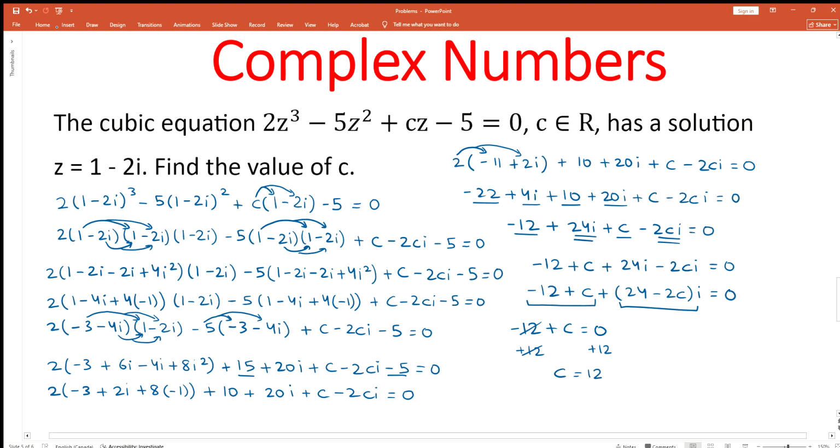Next, we can set the imaginary part equal to 0. We can solve for c. We should subtract 24 from both sides. Next, we can divide both sides by negative 2. I get c equals 12. We get the same value for c. That means the final answer for this problem is c equals 12.